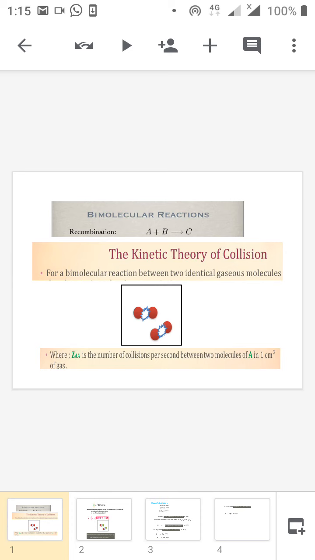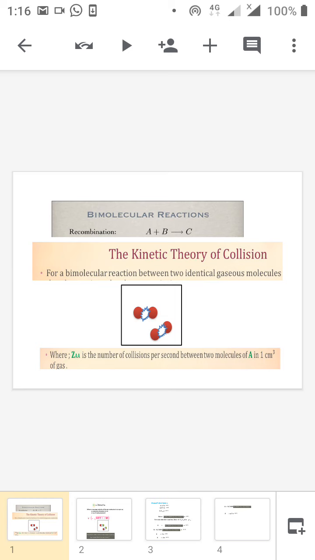According to the kinetic theory, for a gas of molecular mass m containing only one kind of molecule, the number of bimolecular collisions per centimeter cube per second at T Kelvin is given by ZAA, and it is shown in the figure from the kinetic theory. So these three conditions are very important.